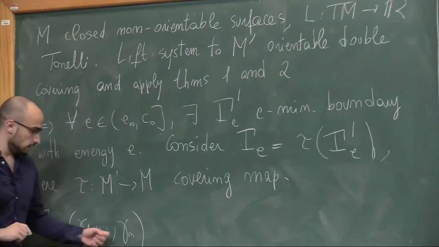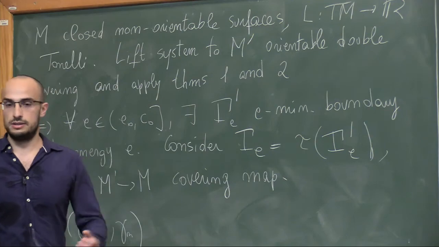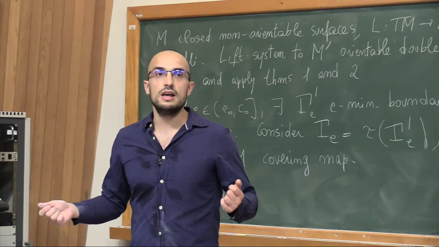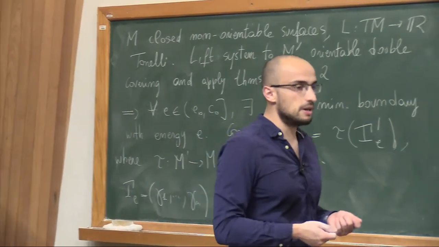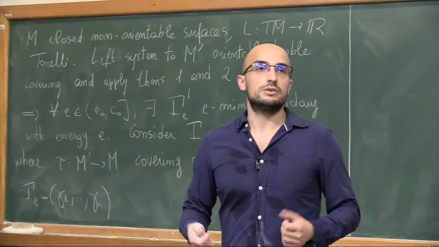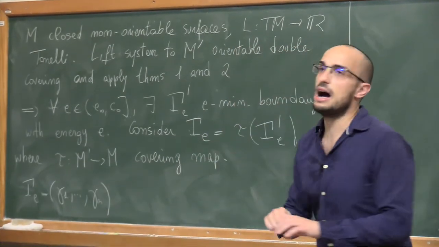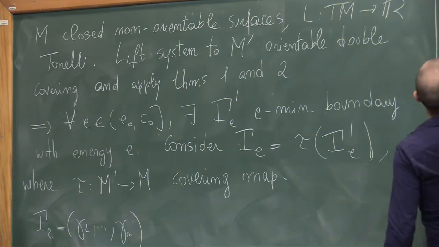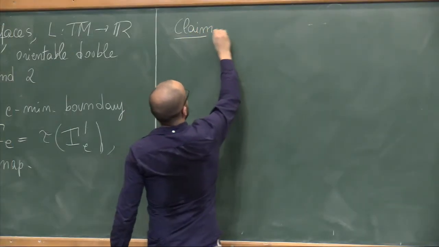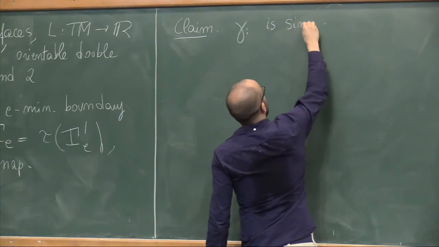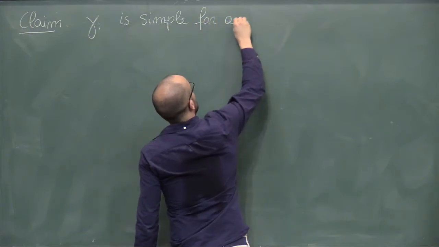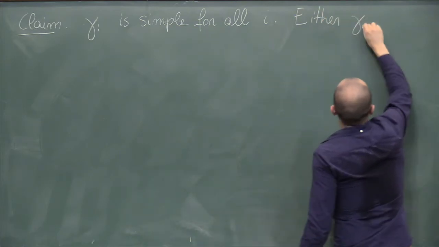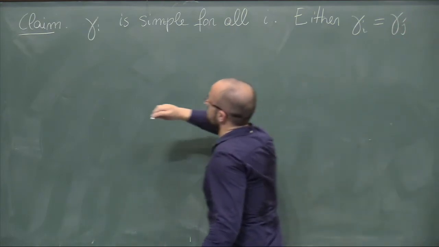We would like to show that all gamma I's are simple and they are all these things. Okay, the second part of the statement is, in general, not true. They are not this thing in general, but the only thing that could happen is that two of them are the same curve. So what we cannot have is that two of these curves, gamma I, intersect somewhere. If they intersect, they need to be the same curve. Okay, so what I claim: gamma I is simple for every E, for every I. And also, either gamma I is equal to gamma J, or they have disjoint image.